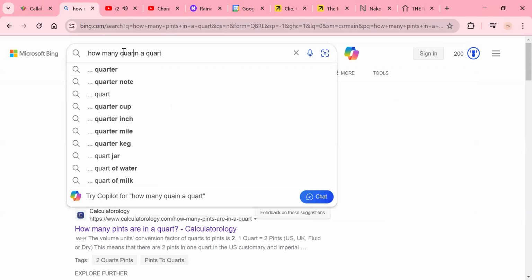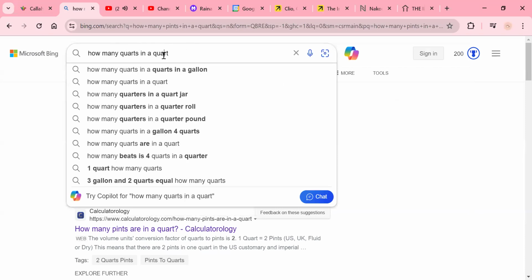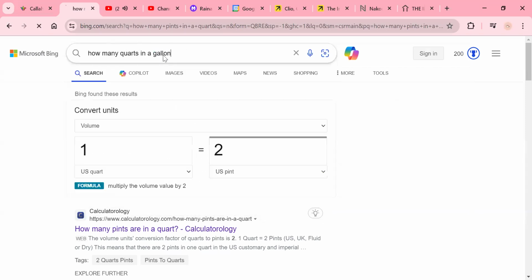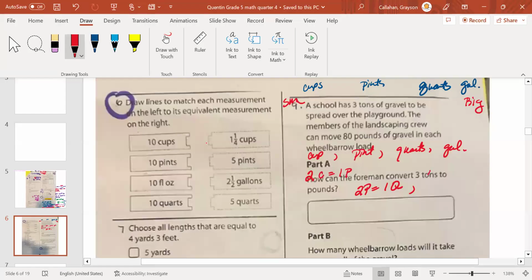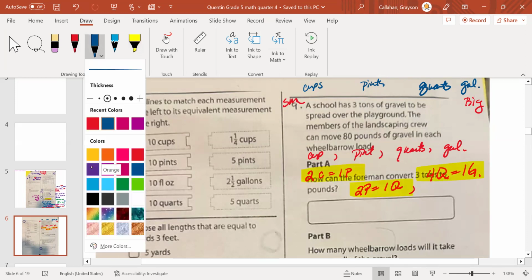1 quart equals how many pint? 2. So then I have 2 pints equals 1 Q, right? Okay. Quarts of gallons. You ready? How many quarts in 1 gallon? 1 gallon equals 4 quarts, right? So then the next one is 4Q equals 1G, right? So these are the 3 conversions I'm going to use to do this, right?